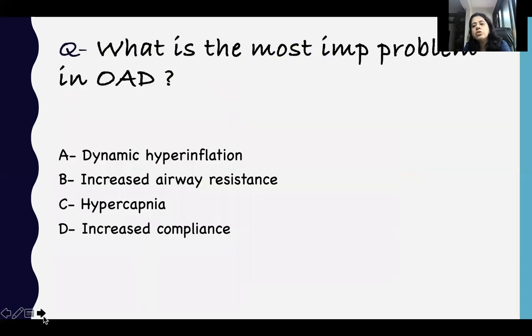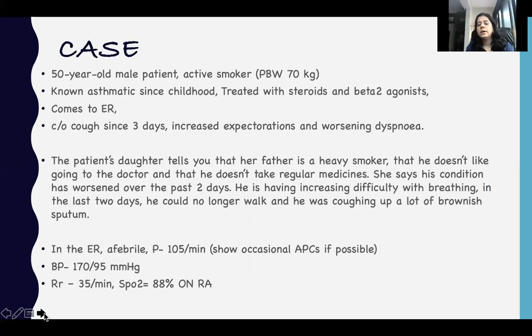Now, having understood all this, let us again stress that the most important problem that exists in patients with obstructive airway disease is nothing but dynamic hyperinflation. Though increased airway resistance is the reason why it starts, and hypercapnia is also a component of it, it is the dynamic hyperinflation which is the baseline pathophysiology in these patients, which we have to overcome by our ventilator settings. Okay, now let us see a case and understand how we set the ventilator in this patient with COPD or asthma.